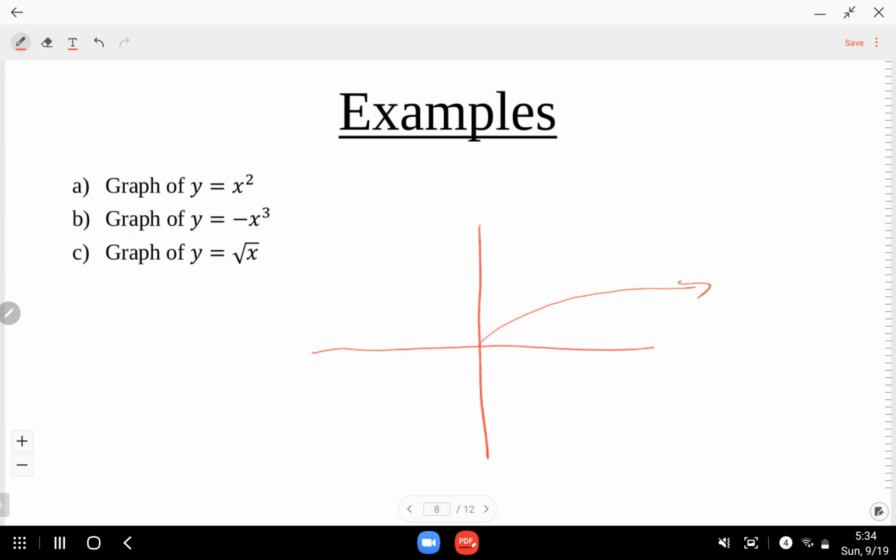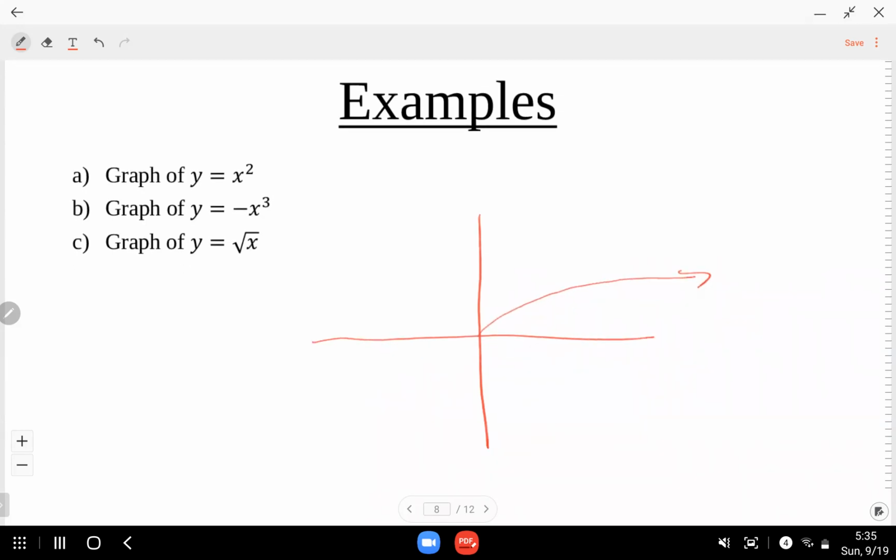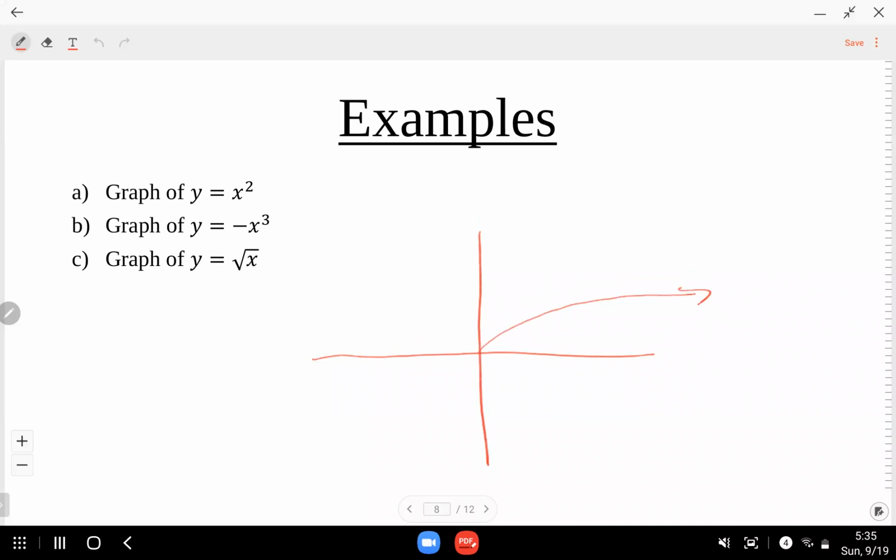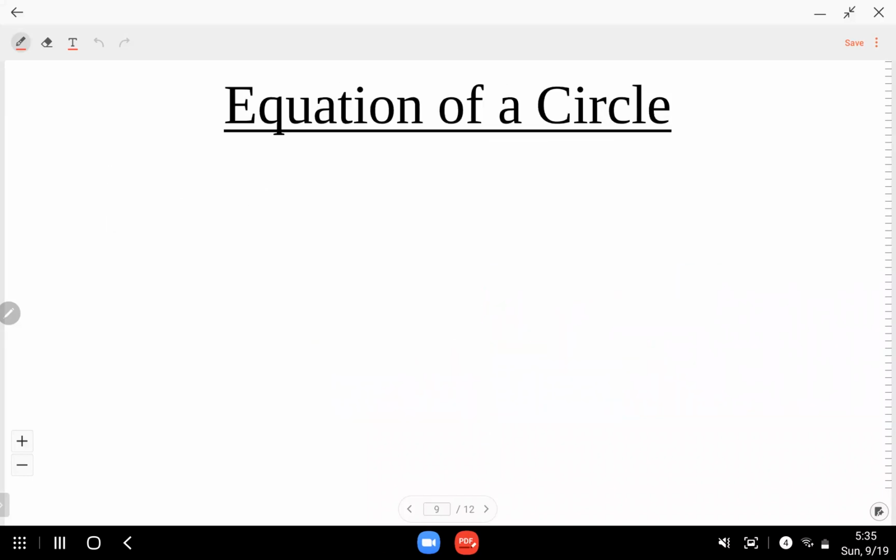Unlike a parabola, where the x increases a little bit and the y shoots up very fast, this time the x increases, and once it gets over here, the y stays pretty constant. Right. Okay. So these are the graphs of three very common functions. Okay. So now let's look at the main topic for today, the equation of a circle.